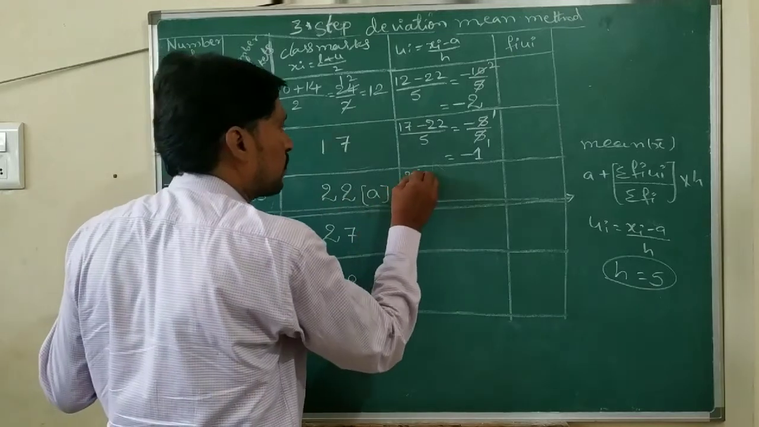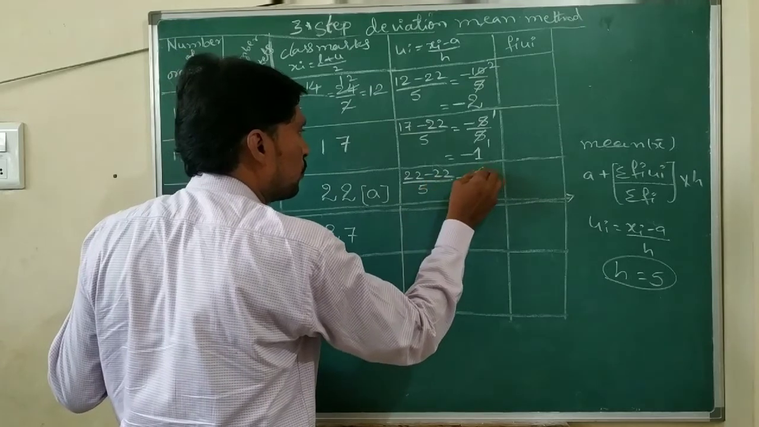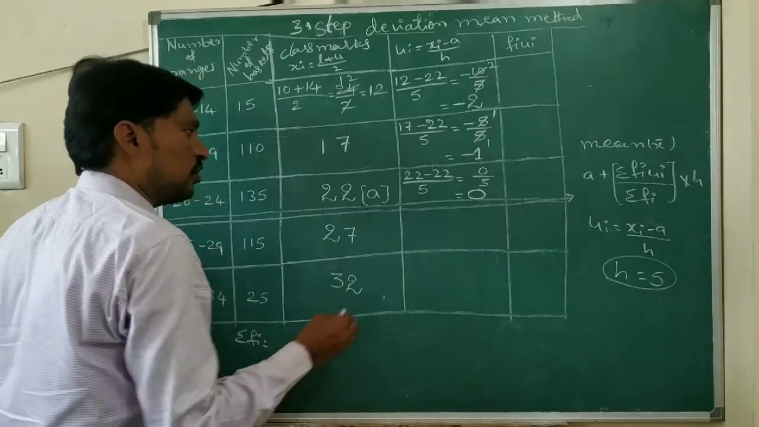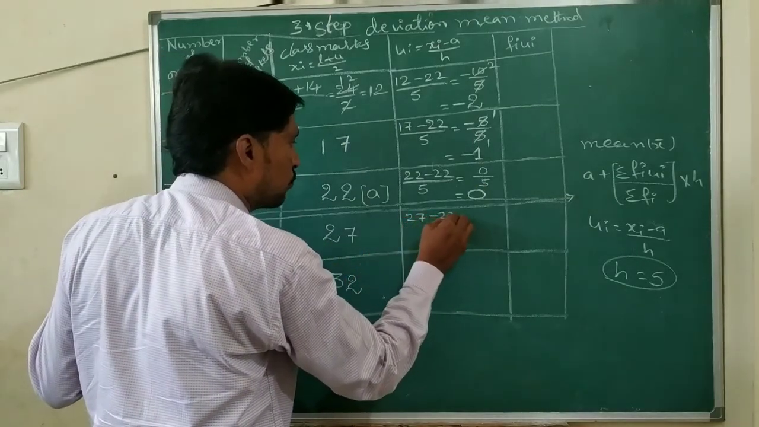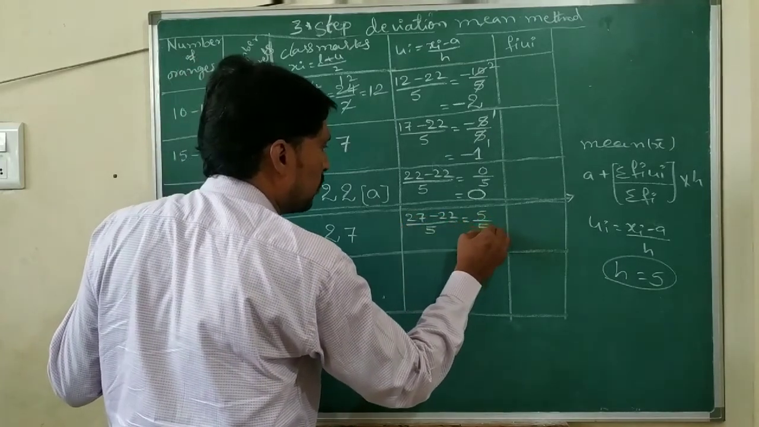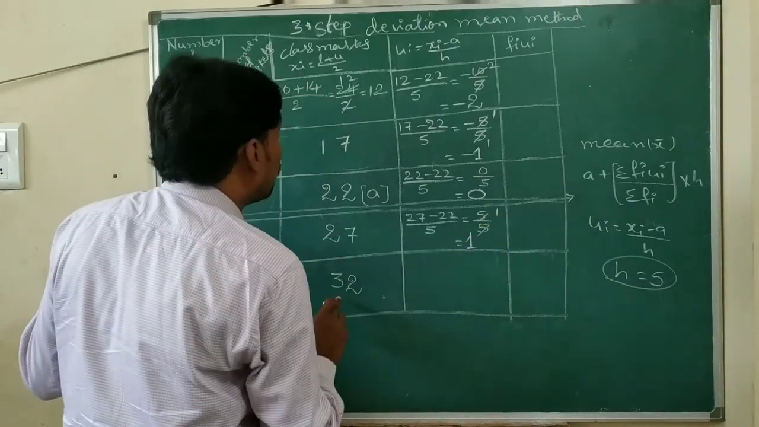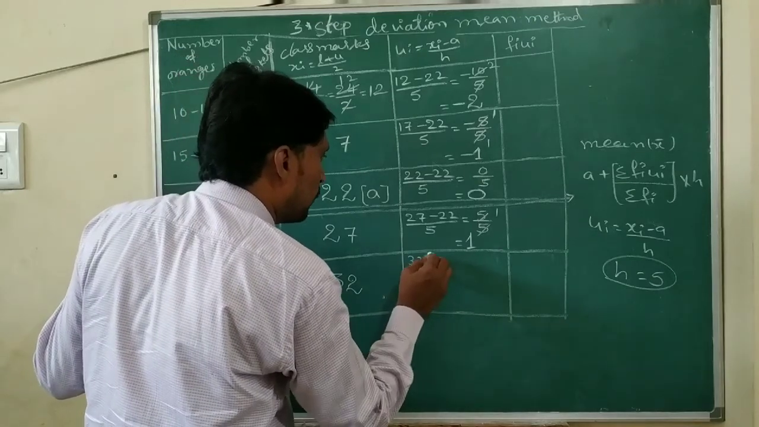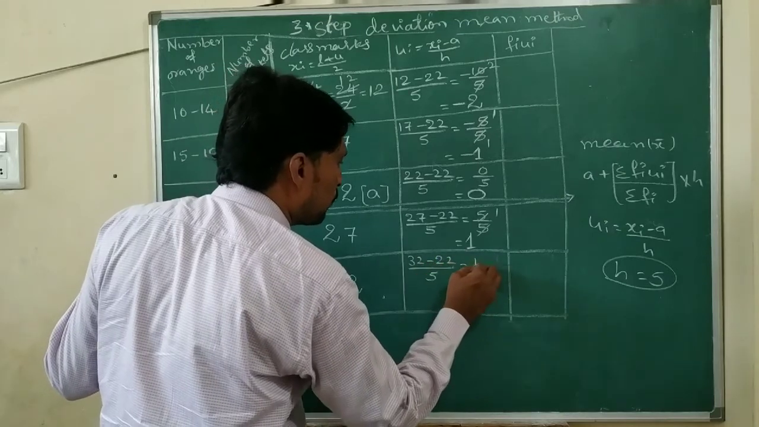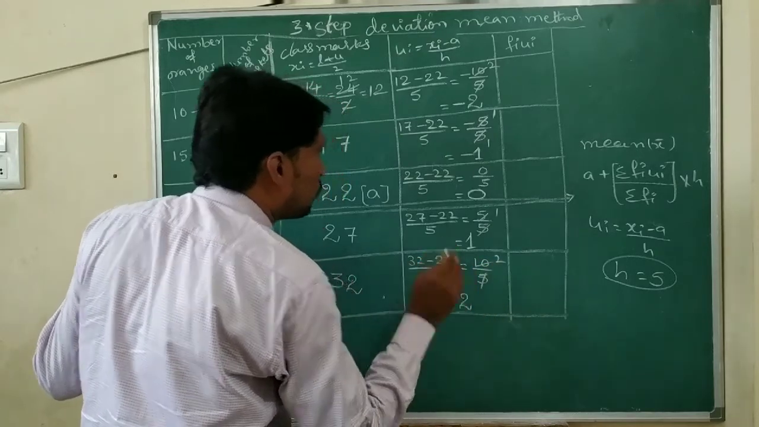xi is 22 and a is also 22, by the h value 5. 22 minus 22 is 0, and 0 by 5 is 0. Next, xi value is 27 minus a value 22, by 5. 27 minus 22 is 5, by 5, that equals 1. Next, the class mark is 32 minus a, which is 22, by 5. 32 minus 22 is 10, by 10 by 5, which is 2. So we got the ui value 2.